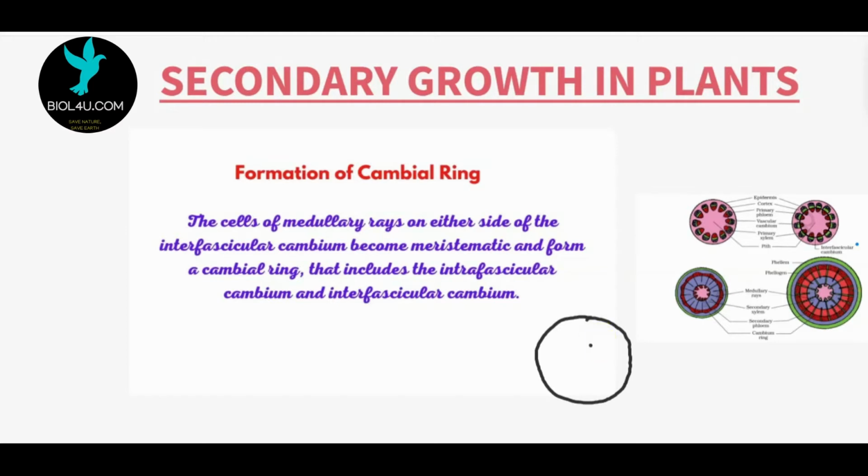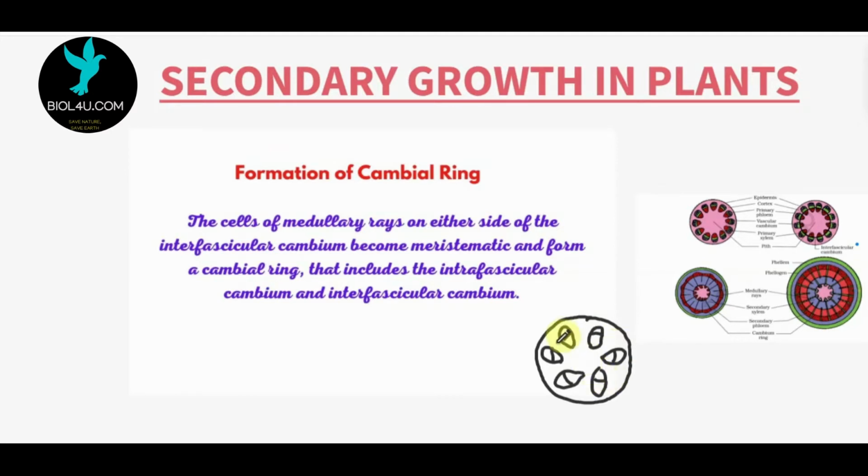suppose this is the TS of the dicot stem, you can see this is one vascular bundle and this is another vascular bundle. Like that, a number of vascular bundles are arranged in the stem in the form of a ring. Each vascular bundle has intrafascicular cambium. The cambium present within the vascular bundle is known as the intrafascicular cambium.